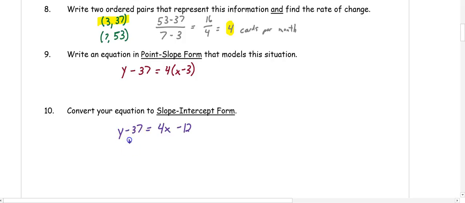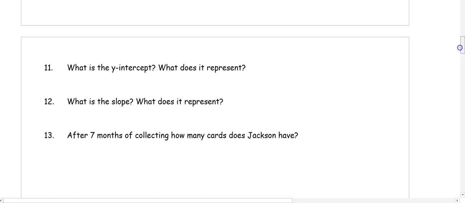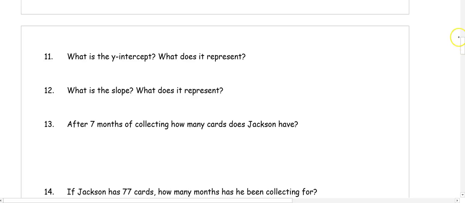And then we're going to add 37 to both sides. And we get y equals 4x plus 25. So now we can use this equation to understand what it means. So y equals 4x plus 25. What is the y-intercept? So the y-intercept is where we're going to start our graph, 0, 25. And what does it mean?